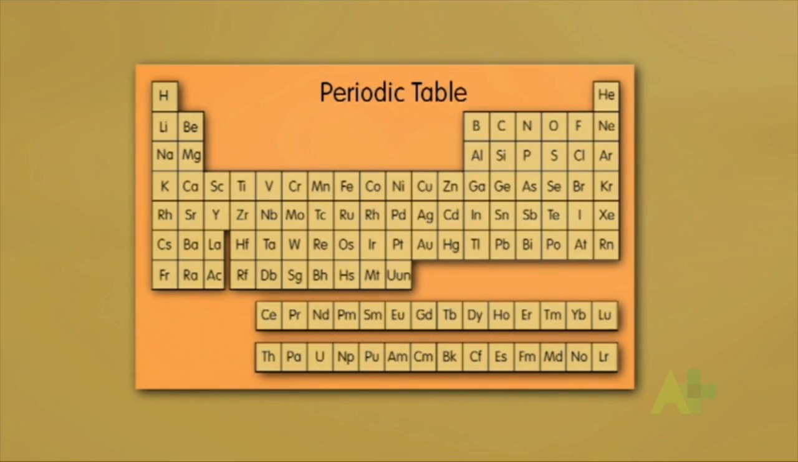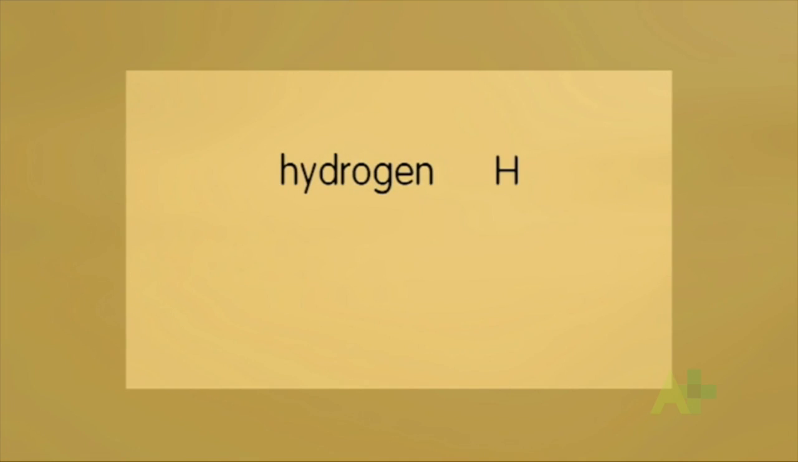You might want to keep a copy of the periodic table in your notebook. That's the list of all the chemical elements and their abbreviations. Here are some of them. Hydrogen is H, but helium is He. Notice that with abbreviations of elements, the first letter is always a capital and the others are always small.